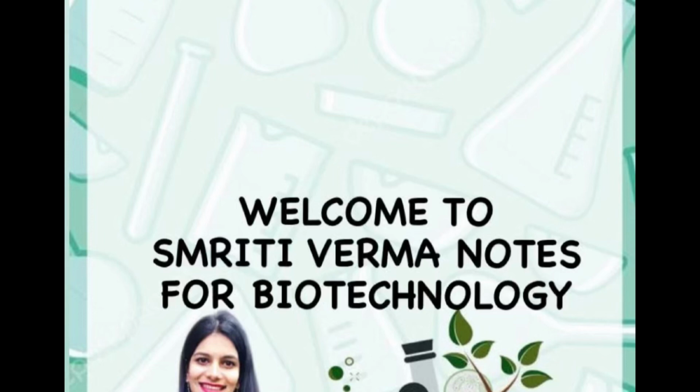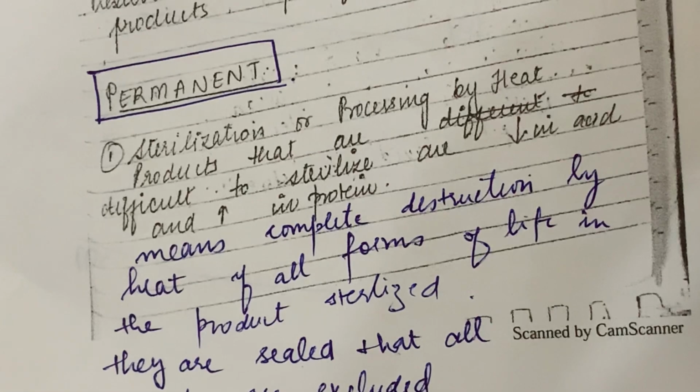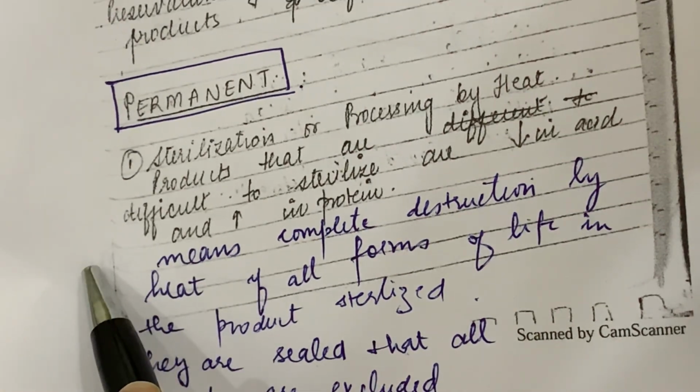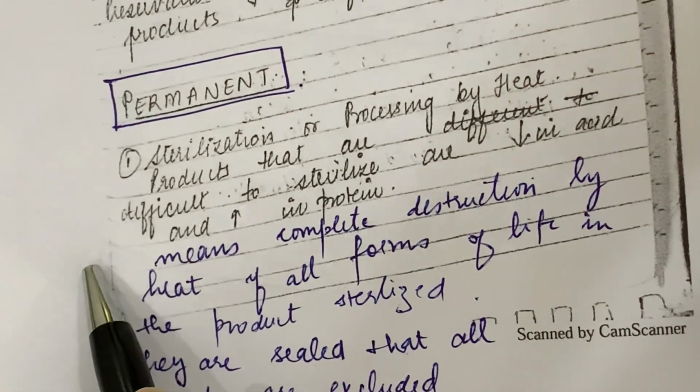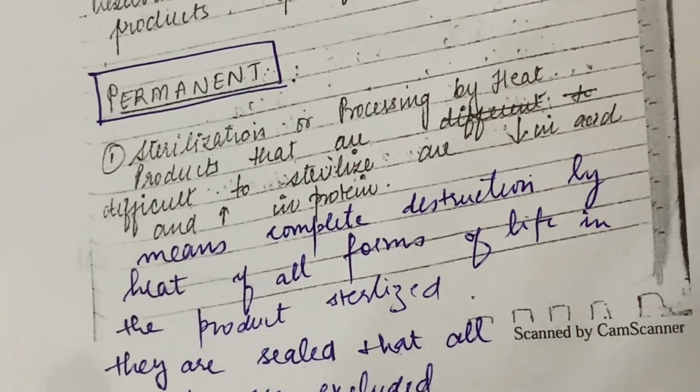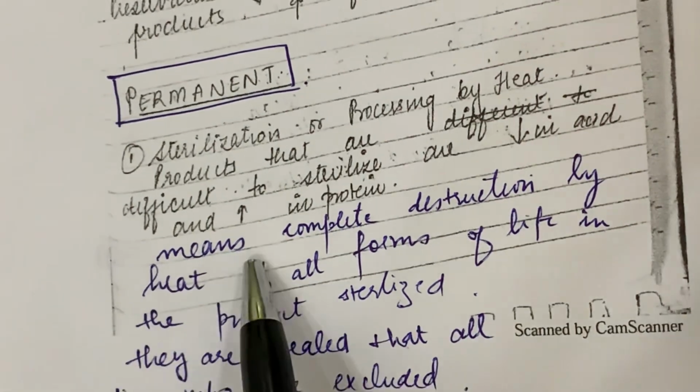So this video is the continuation of the previous video that was on food technology, part B. So in the previous video of part A, food technology, we studied about the temporary methods. Now in this video, we'll be studying about the permanent methods.